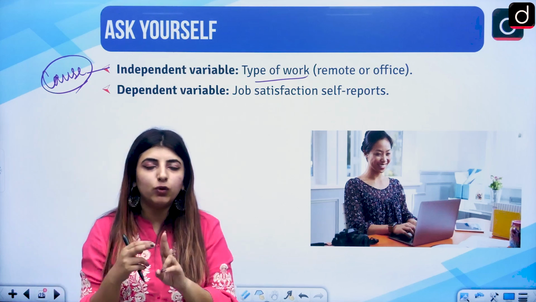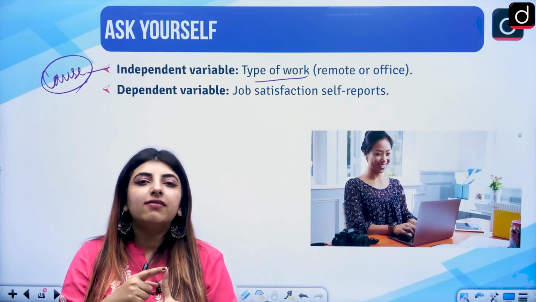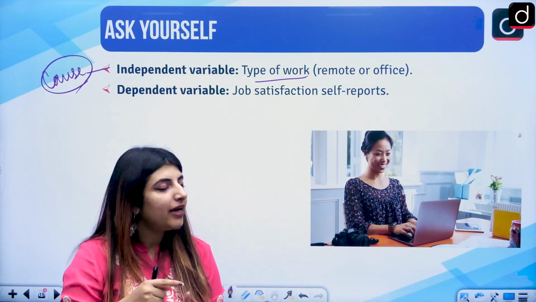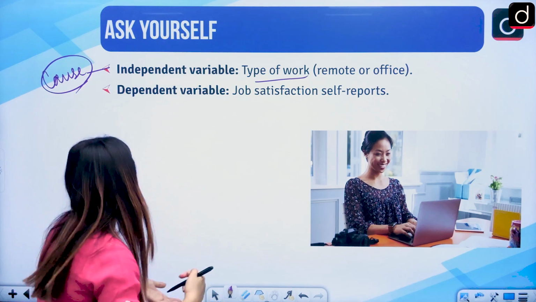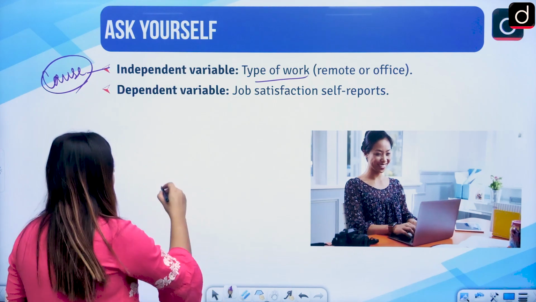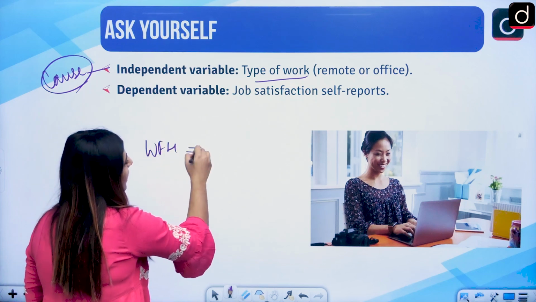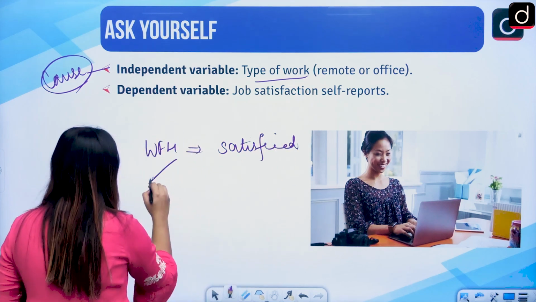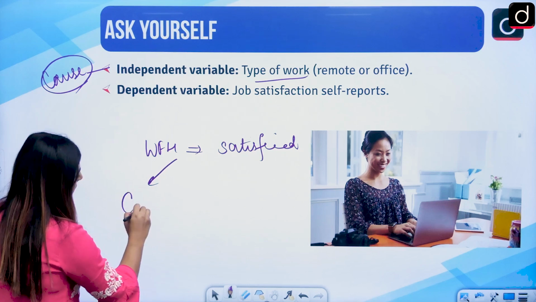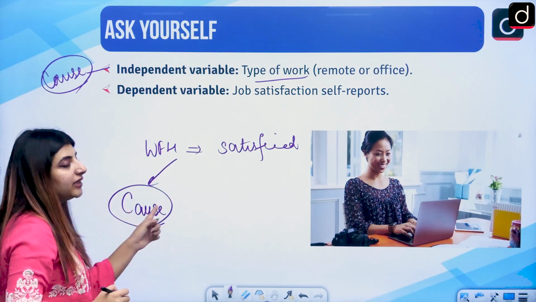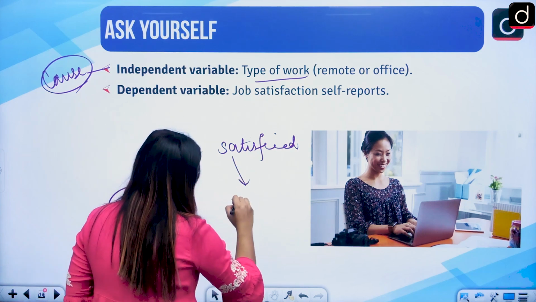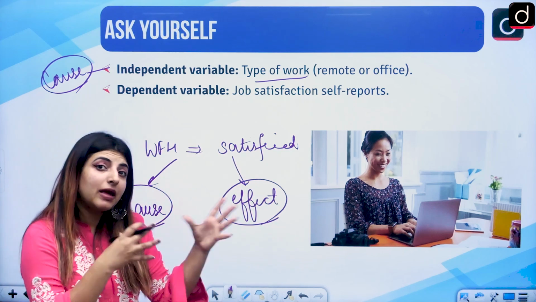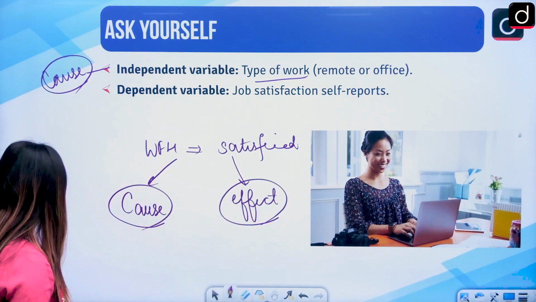So here also we can have two groups, control group who is working in office and treatment group who are working remotely, right? So we can compare and contrast those very things, or we can just see the effect of people working from home and how they are satisfied with their job. So work from home is the cause here because it is leading the people to be satisfied. So here job satisfaction is the effect of them working from home, correct?